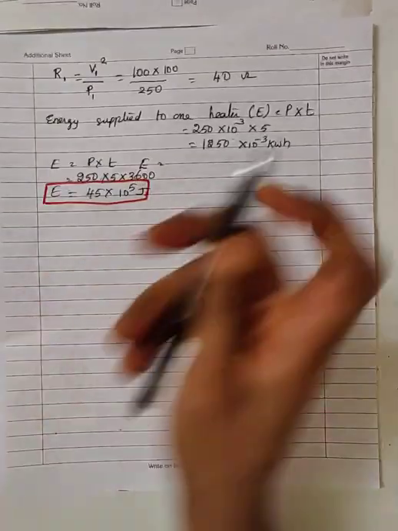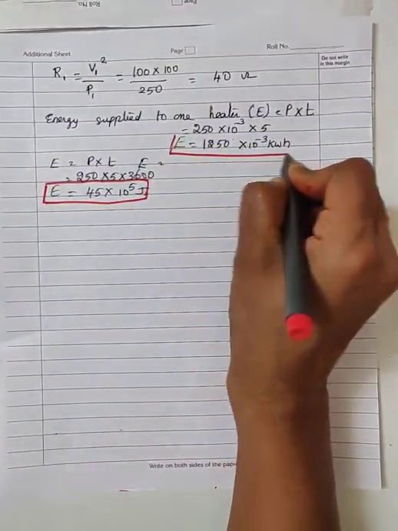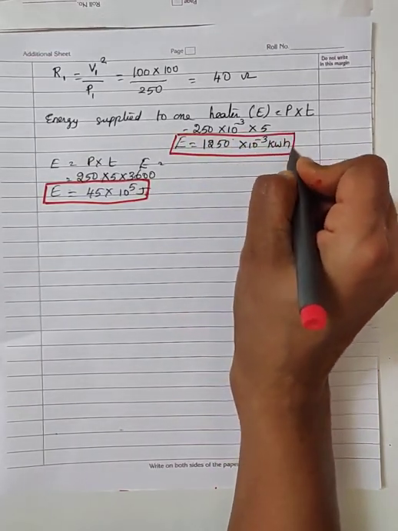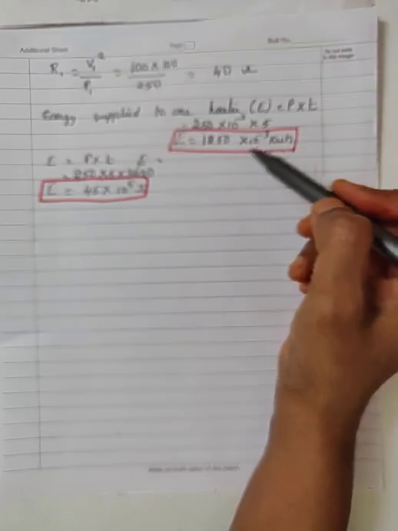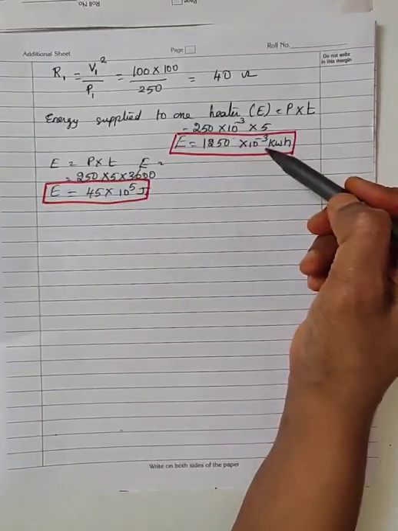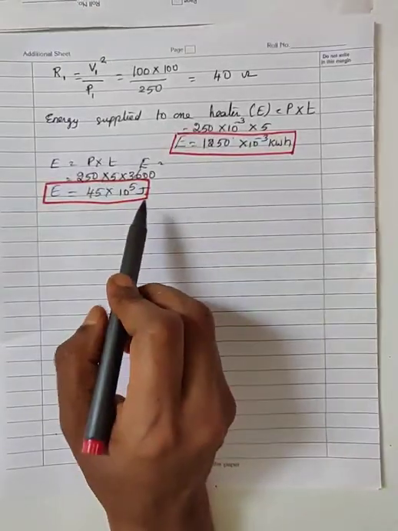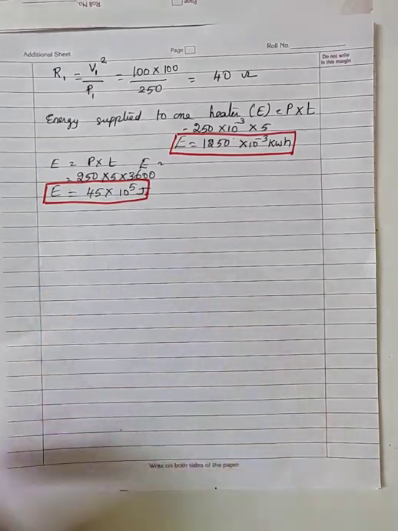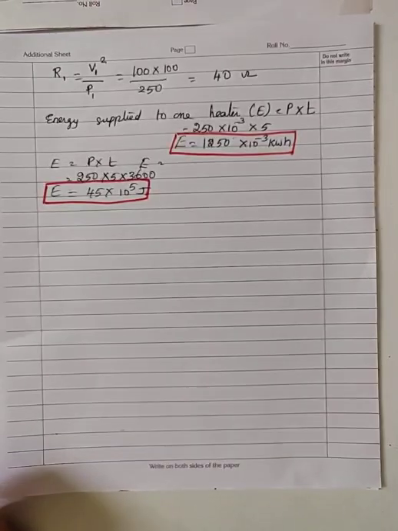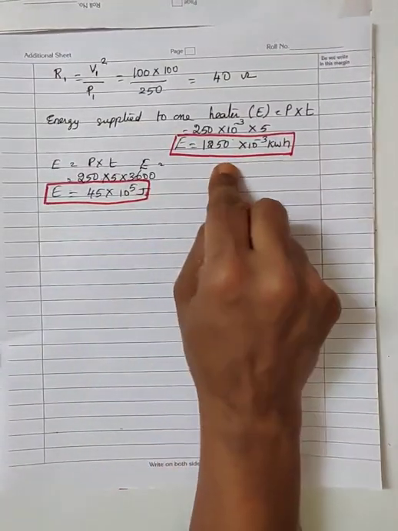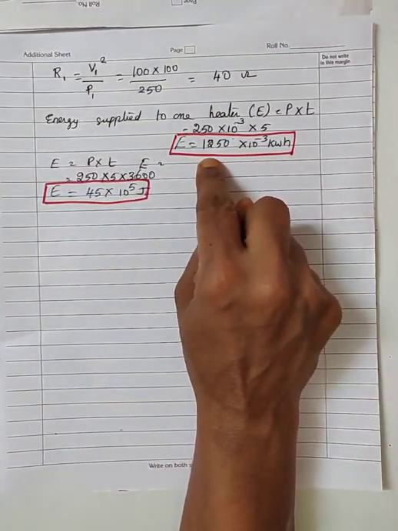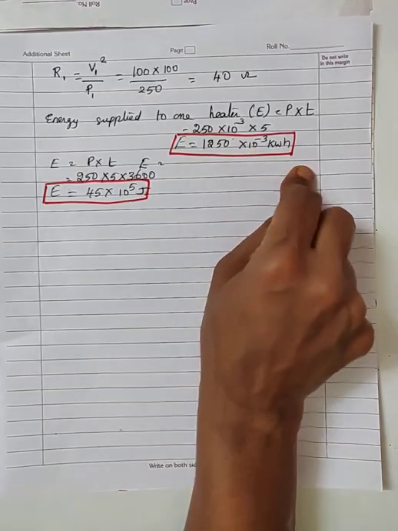Here we have calculated the energy in joule, that is the SI unit, and here in kilowatt hour, because kilowatt hour is the commercial unit of electrical energy. In kilowatt hour the energy is equal to 1250 into 10 power minus 3 kilowatt hour. In SI unit, that is in joule, the energy is equal to 45 into 10 power 5 joule. But in this question you are asked to calculate the energy supplied in kilowatt hour to the 3 heaters in 5 hours. So the energy supplied to one of the heaters in kilowatt hour is equal to 1250 into 10 power minus 3 kilowatt hour.